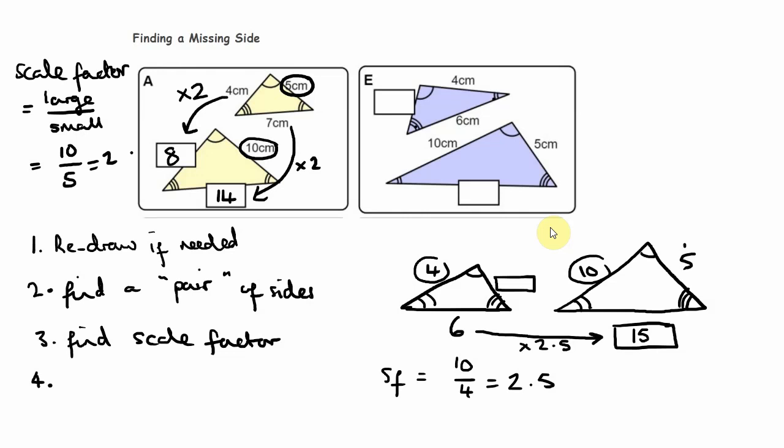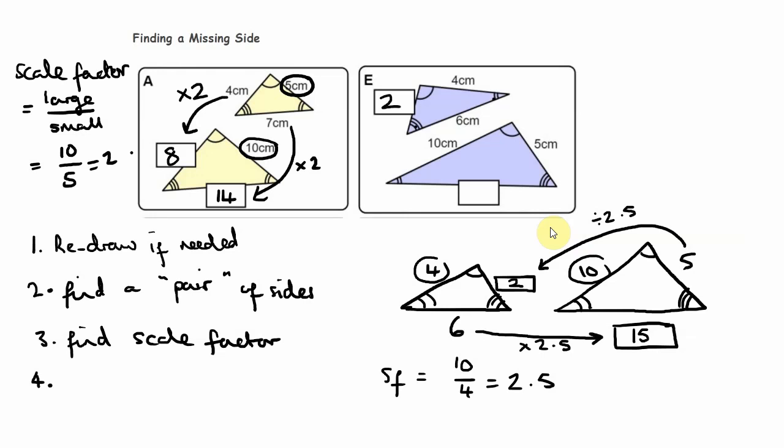And to get from my large shape to my small shape, it would make sense for my answer to be smaller, because I'm going from a larger shape to a smaller shape. So in this case, I'm going to divide by my scale factor. We can see we're doing a bit of inverse. Times, divide, times, divide. So when I do 5 divided by 2.5, that will give me 2 centimeters.